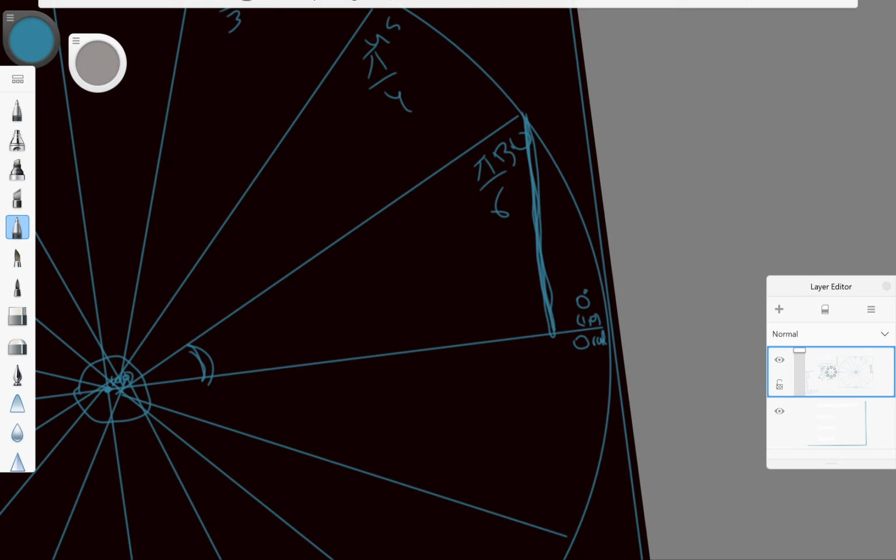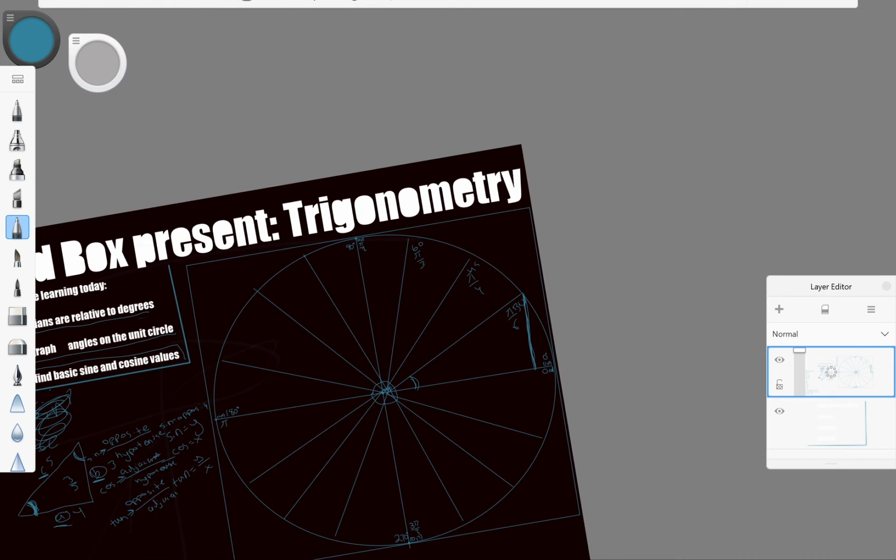So if you find the coordinates of a point on the unit circle, you can find the sine and cosine. These coordinates are 1, 0. The cosine is 1. The sine is 0, because cosine is the x value and sine is the y value.